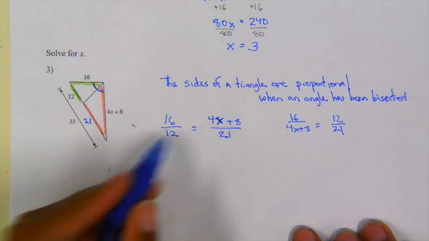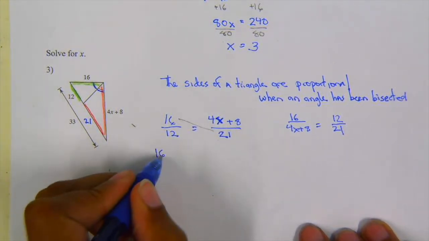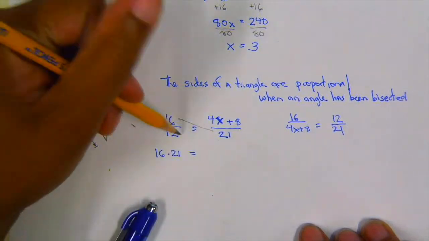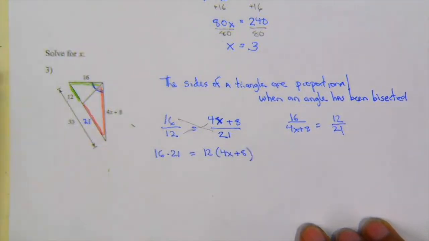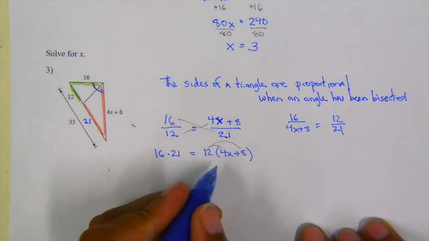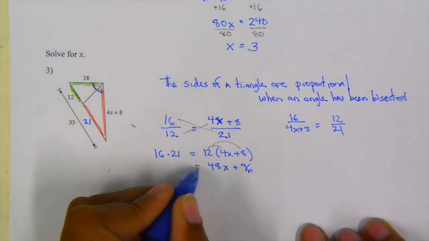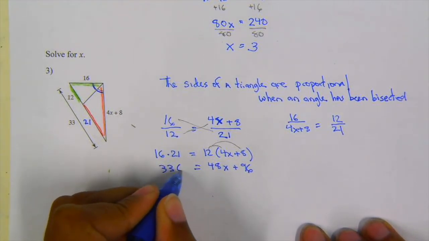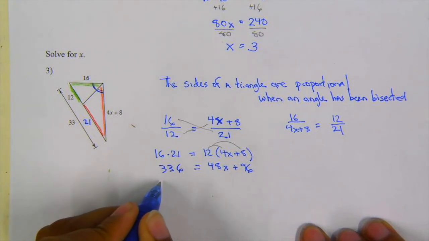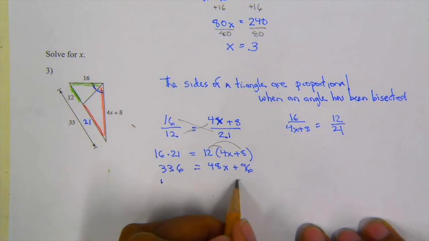Okay, but let's do it this way. Let's go ahead and cross multiply. So this side I have 16 times 21, and on the other I've got 12 times 4x plus 8. Okay, distribute. 12 times 4 is 48. 12 times 8 is 96. And I'm just using my calculator to get these numbers here, guys. So you can feel free to borrow a calculator in the classroom. Let's go ahead and subtract 96 from the other side.